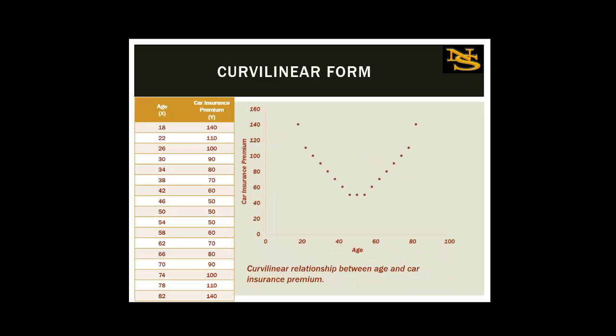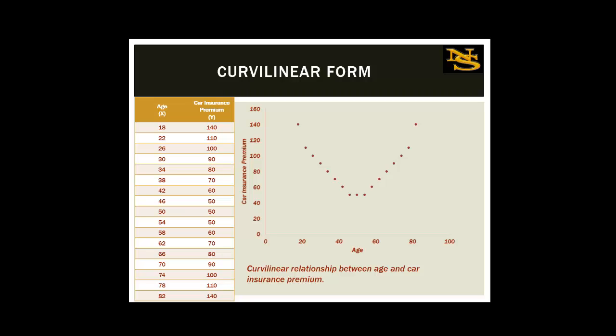Here's another curvilinear relationship. This is the more U-shaped relationship. So looking at the relationship between age and car insurance premiums. When you're really young, you're considered high risk. So when you're younger, you tend to pay higher insurance premiums. And this is, all other things being held equal. We're assuming there's no DUIs or you don't drive a crazy expensive car. So all other things being held equal, typically the younger you are, the more insurance you pay.